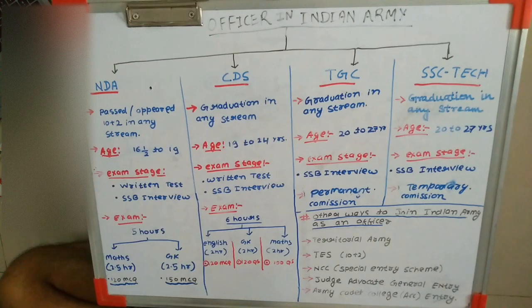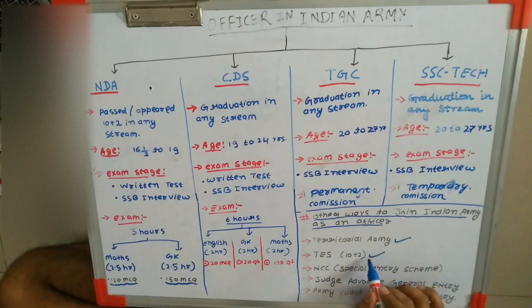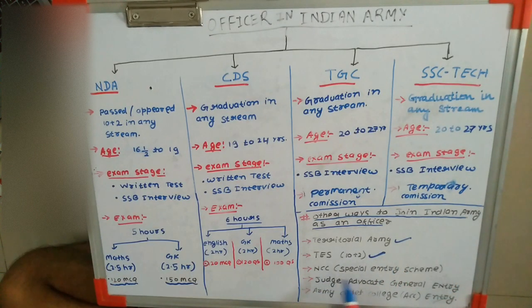But apart from these 4 entries, there are other ways also to join the Indian Army as an officer. So what are those? Those are the Territorial Army, TES, that is given after the 10+2 and is based on the 10+2 score that you achieve in PCM or PCB. Next is the NCC special entry scheme, the next one is the Judge Advocate General entry, and the last one is the Army Cadet College entry. These are not so generic, as very few students fall under this category.